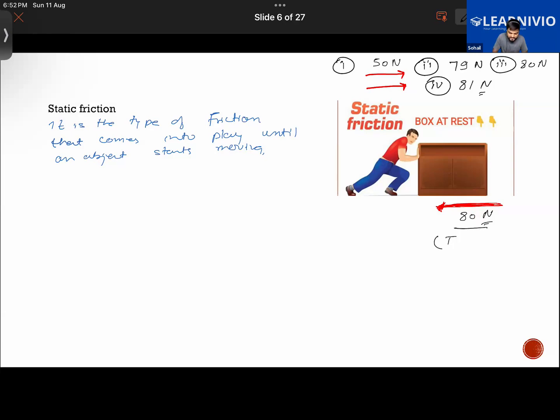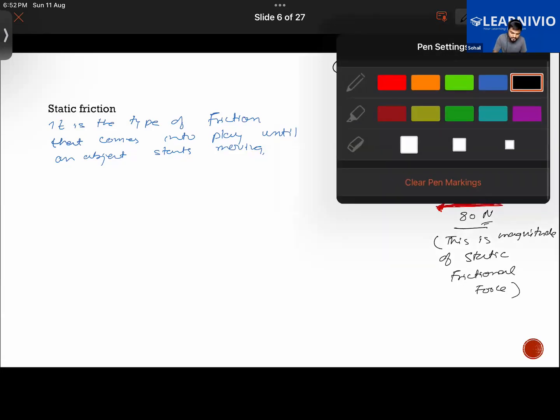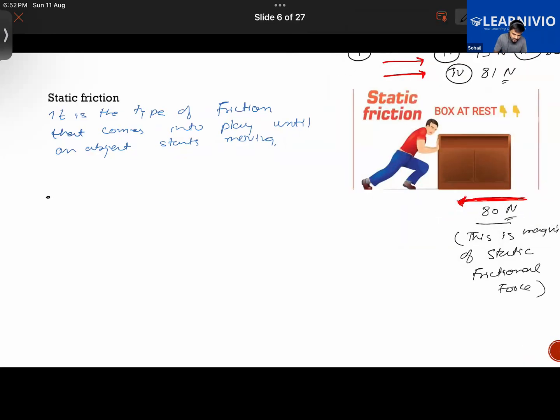This is the magnitude of static frictional force. This is that force which was existing just before the object started to move. Hope this concept is clear to everyone. If anyone has any doubt, please let me know. No, sir. Good.